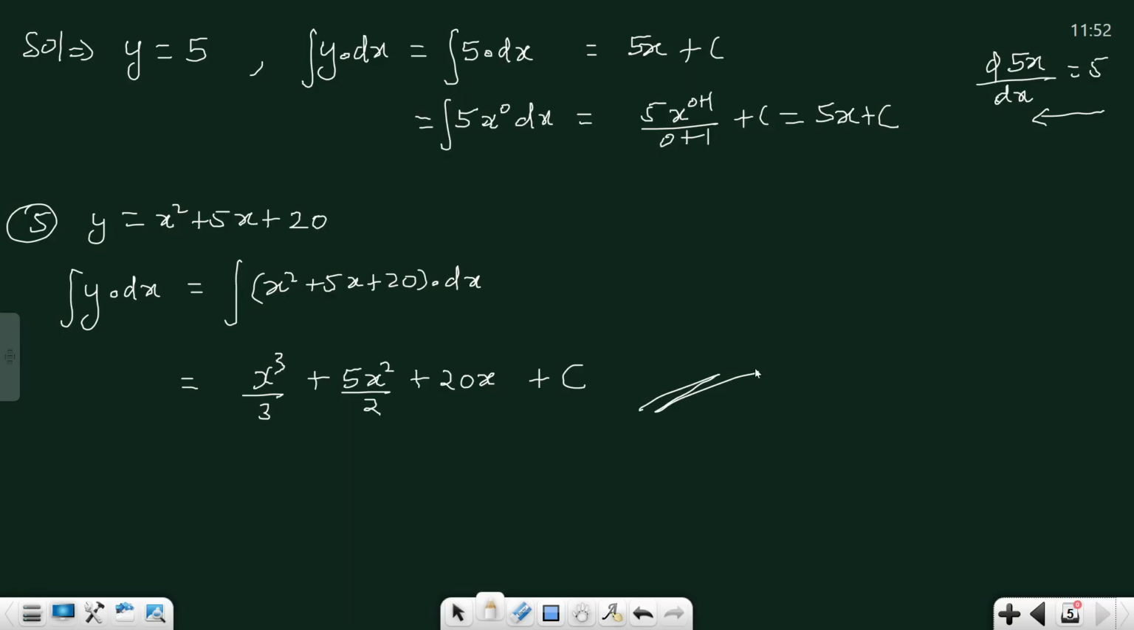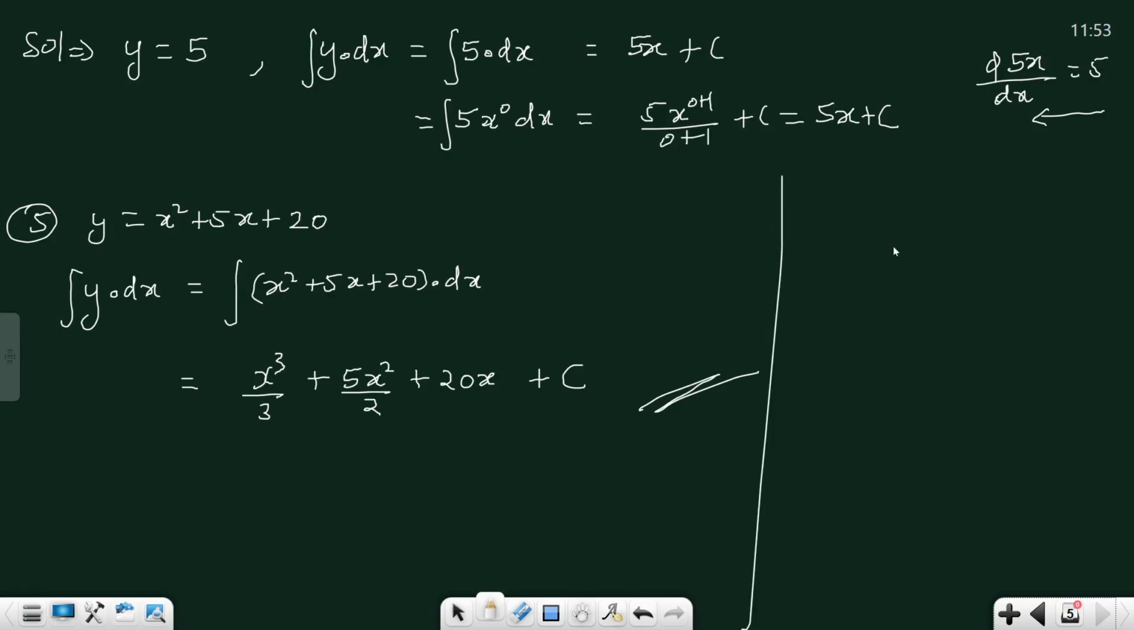Differentiation means you are going forward, we have to apply the reverse process. Why are you differentiating here? Okay, tell me your solution. So it's x square plus 5x plus 20. So I made it 2x plus 5x plus 0 is equal to 7x. And then after that I did integral of 7x dx is equal to 7x raised to 1 plus 1 upon 1 plus 1 plus c, is equal to 7x square upon 2 plus c, is equal to 3.5x square plus c.